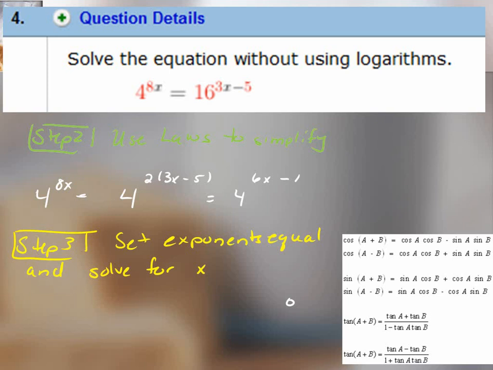I didn't write it down, but I'm using that b to the m raised to the n on the outside. The n's and the m's get multiplied. So I'm multiplying the 2 times 3x minus 5. Now notice that I used the distributive law to move that 2 inside. So 2 times 3 is 6, and 2 times 5 is negative 10.